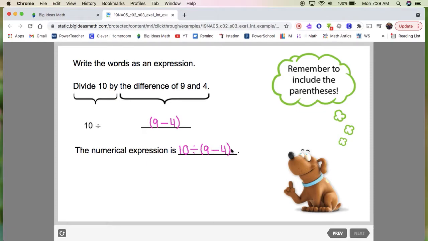This implies that we always do what's in the parentheses first. So first what we're going to do is subtract 9 minus 4, you get 5. So basically it would be 10 divided by 5. That's the first example on that page.